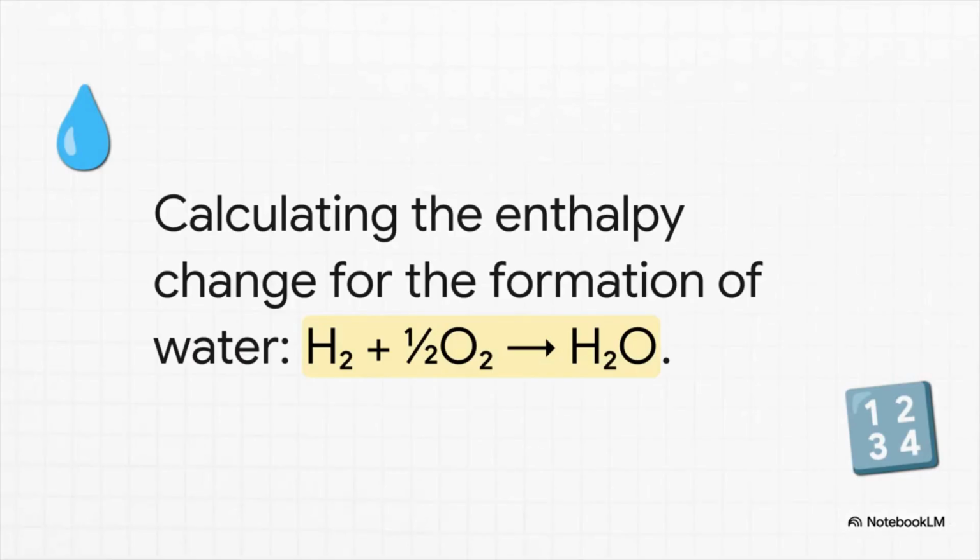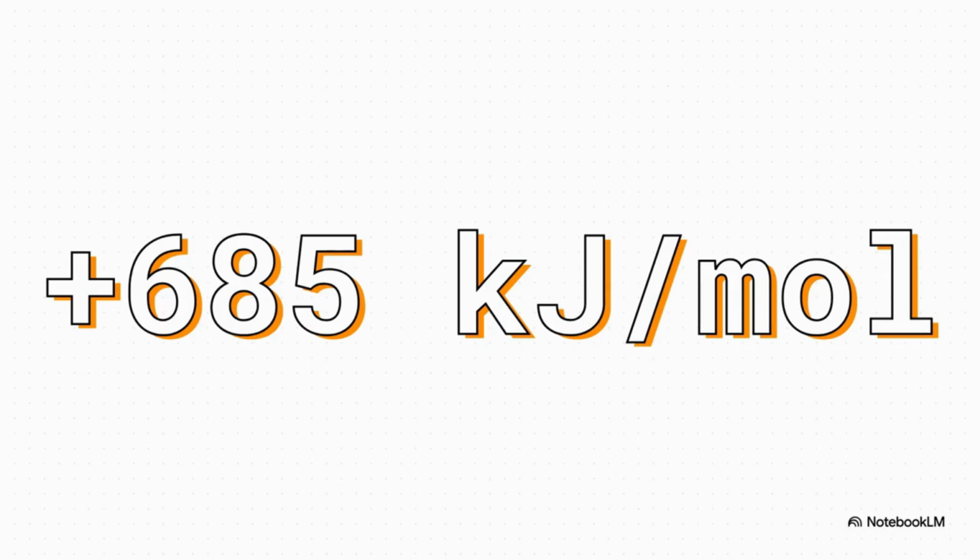Let's make this real with one of the most famous reactions out there, making water from hydrogen and oxygen gas. We're going to calculate its total energy change, step by step, just using average bond energies. First things first, the upfront cost. Before we can even think about making water, we've got to break apart the molecules we started with. That means we have to snap all the H-H bonds in the hydrogen and all the O=O double bonds in the oxygen. The total energy we have to pump in to get that done is 685 kilojoules per mole. That positive sign tells you this is our investment.